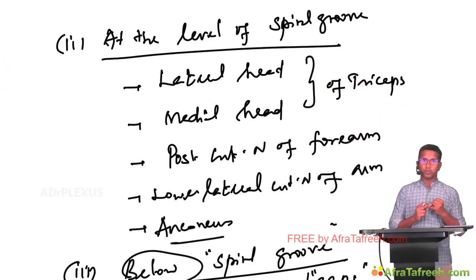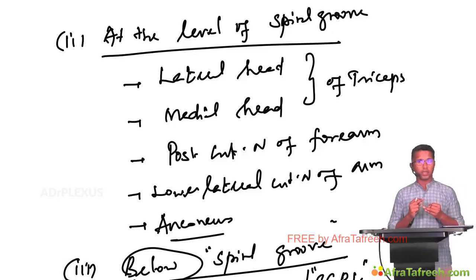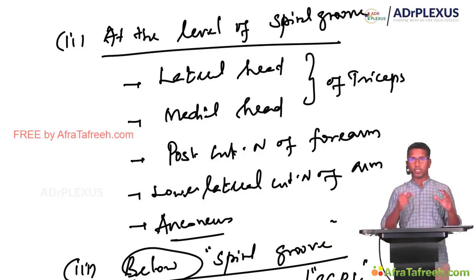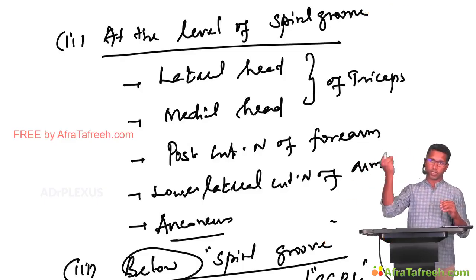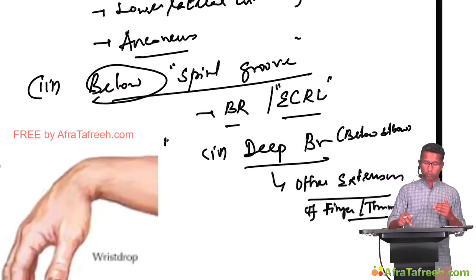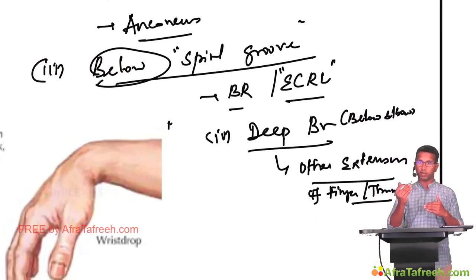At the level of the spiral groove, the lateral head of triceps, the medial head of triceps and the anconeus are supplied. So triceps causes elbow extension. This action you must remember, then only you will be able to understand the palsies. Now, below the level of the spiral groove, above the level of the elbow.